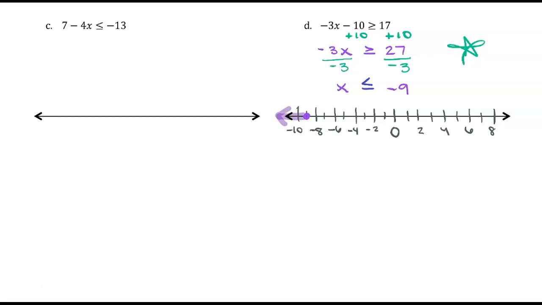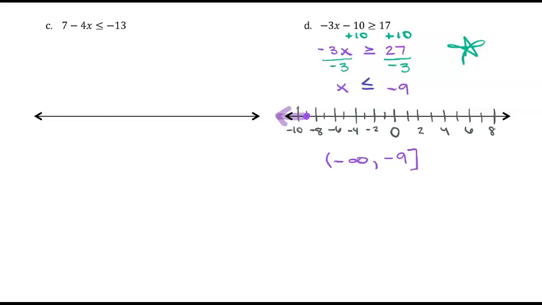Written in interval notation, we have a left endpoint of negative infinity because we go on forever to the left. We have a right endpoint of negative 9 because that's the endpoint of our solution set. That's where it stops. But we use a bracket because negative 9 is included here.